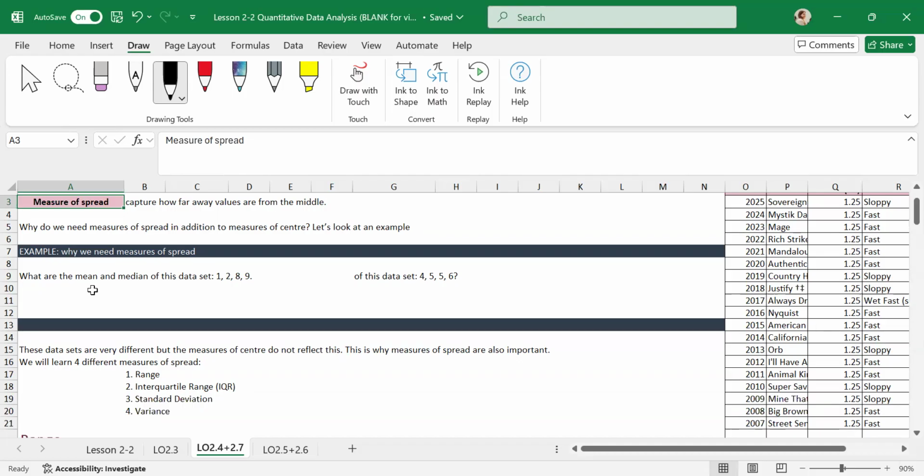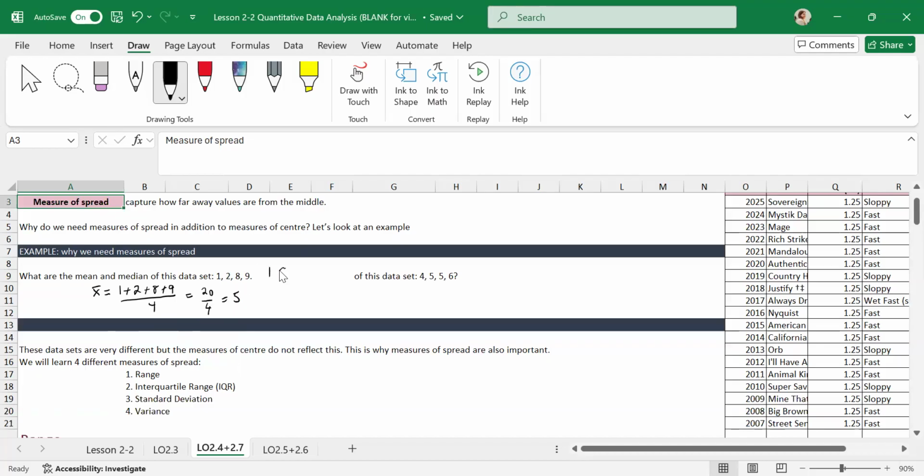So if we wanted to find the mean, assuming this is a sample data set, I would add them up. So 1 plus 2 plus 8 plus 9 and divide by the four values in the data set. This should be 20 added up together. The 8 plus 2 is 10, and the 9 plus 1 is 10. 20 over 4 is 5. So the mean is 5.